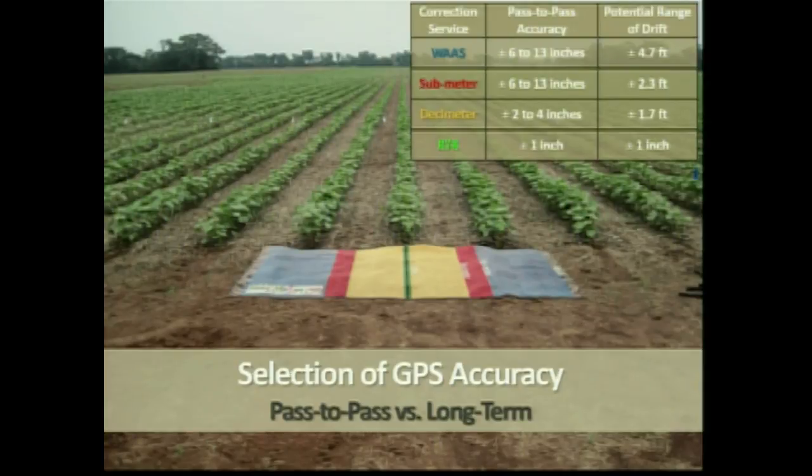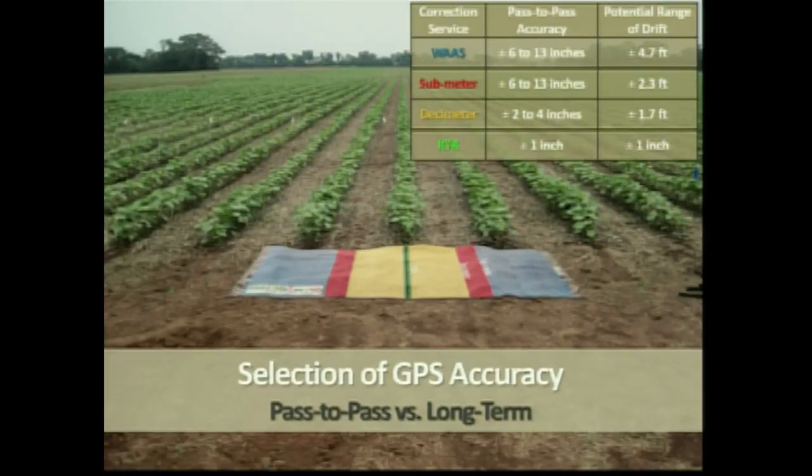So if I pull into a field today and I want to put myself right on that cotton row, and I come in next year and I want to put my nose at the middle of the tractor right back exactly on the middle of that cotton row, then I'm going to need to be down there in that RTK, that plus or minus 1 inch on that long-term accuracy. Again, down the right side, you can see basically.